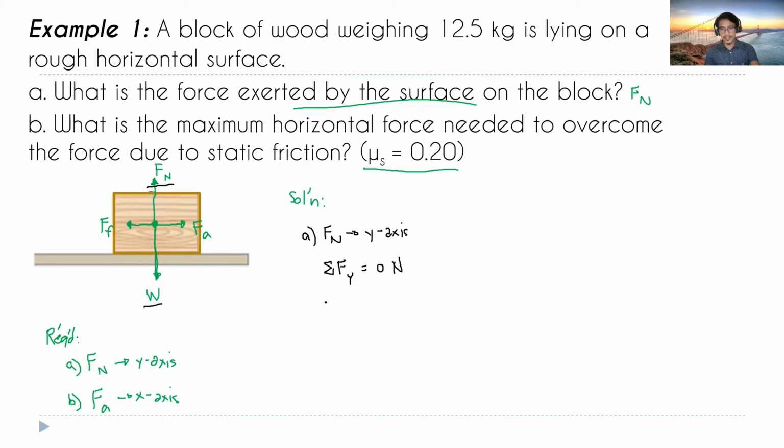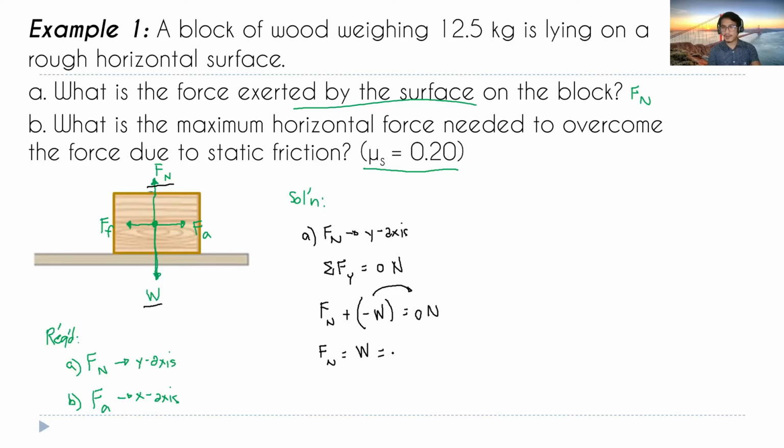Fn is upward, so it should be positive. Positive Fn plus, what is our weight? It is downwards, so it is negative. Weight is negative because it is always directed downwards. Must be equal to 0 Newton. And what are we looking for? We are looking for the Fn. So we transpose the weight to the other side of the equation. That means Fn is equal to the weight. This is what I said last time: for a horizontal surface, Fn is equal to the weight. This is the explanation why the normal force and the weight are equal.